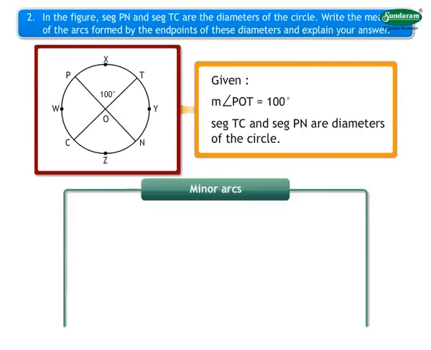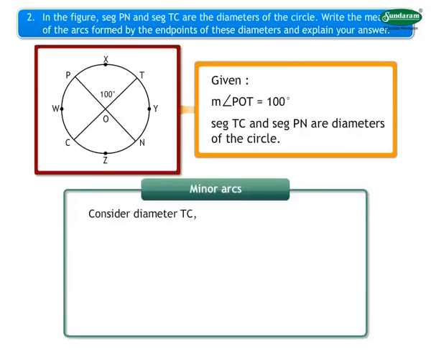First, take all the minor arcs. First, we shall consider diameter TC. As you all know, the measures of angles in a linear pair add up to 180 degrees. Angle POT and angle COP are angles in a linear pair. Hence, the sum of these two angles will be 180 degrees. Therefore, the measure of angle POT plus the measure of angle COP is equal to 180 degrees.